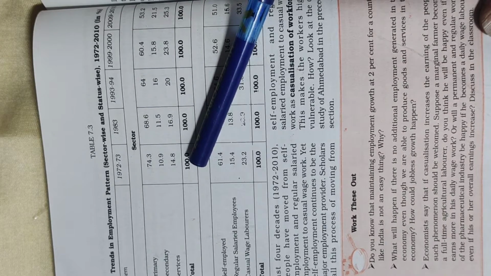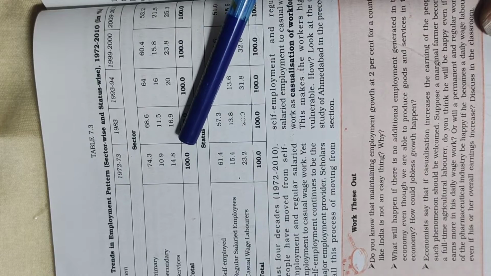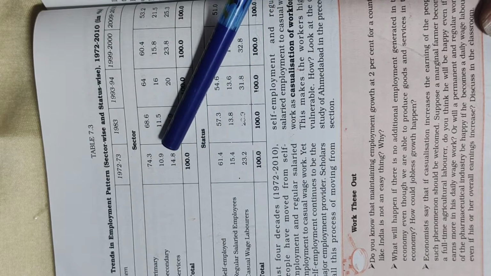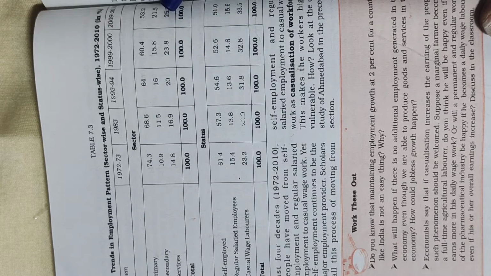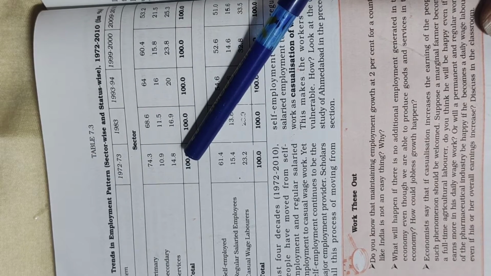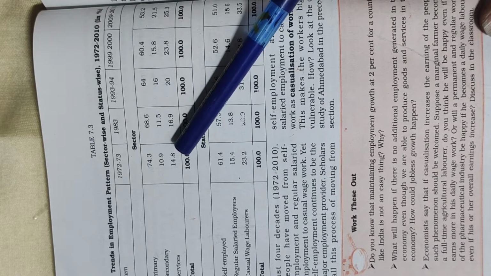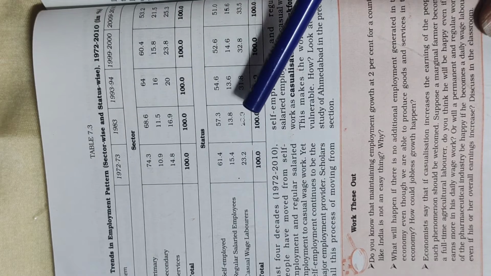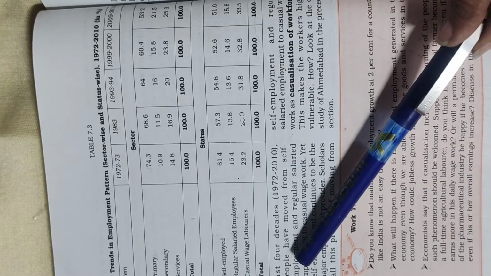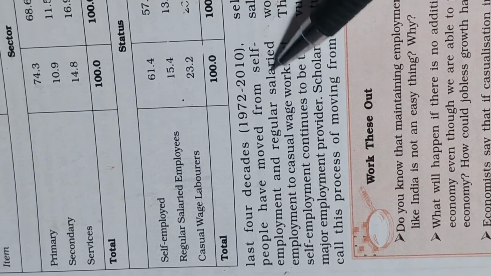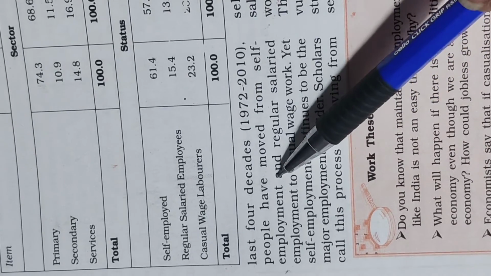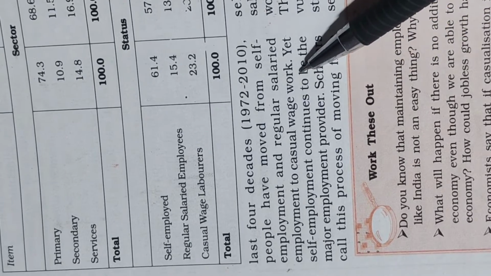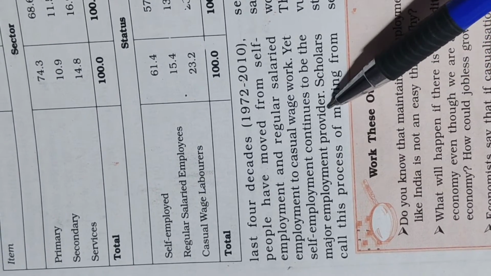The secondary and service sector are showing a promising future for the Indian workforce. You may notice that the shares of these sectors have increased, say from 10.9 in 72-73 to 21%, and in services from around 14, say 15 perhaps, to 25. The distribution of workforce in the different status indicates that over the last 4 decades, that is 1972 to 2010, people have moved from self-employment and regular salaried employment to casual wage work. Yet self-employment continues to be the major employment provider.